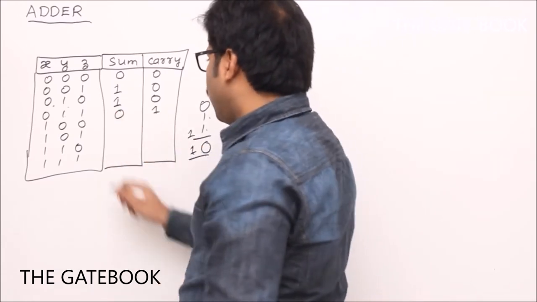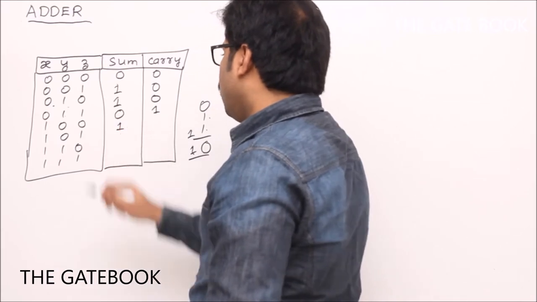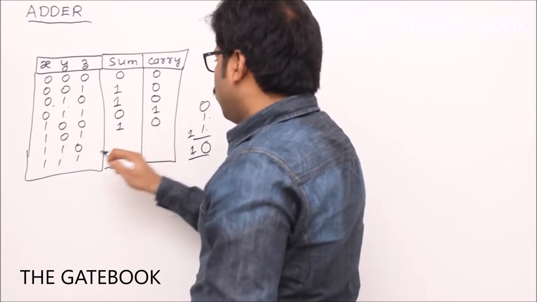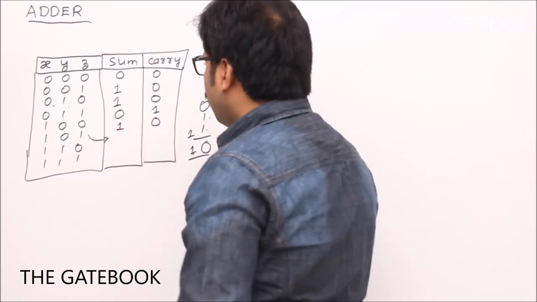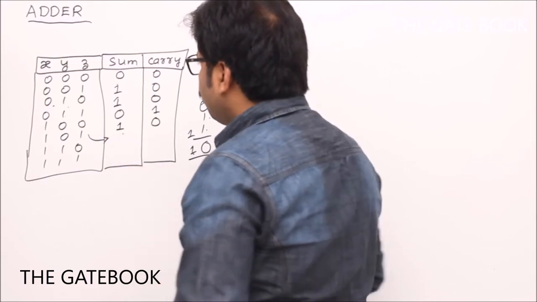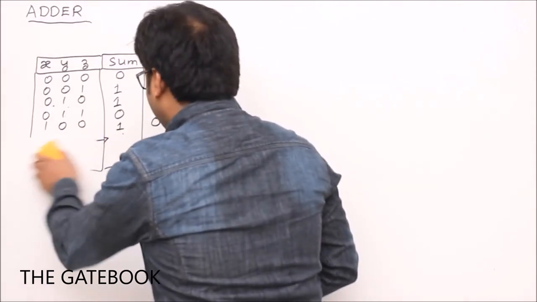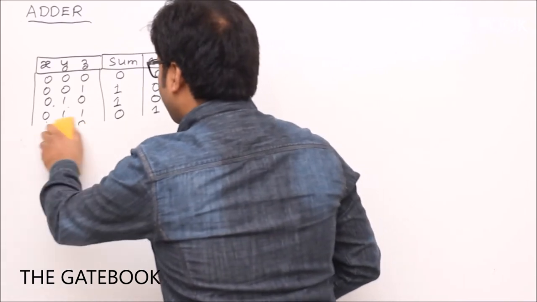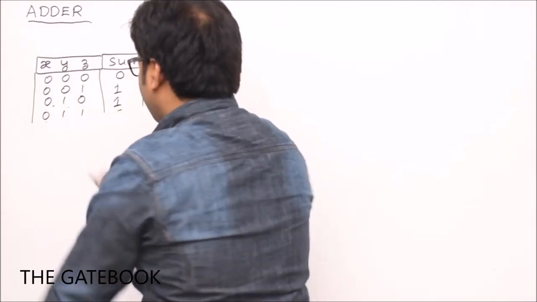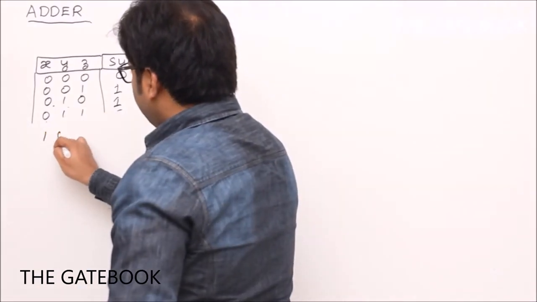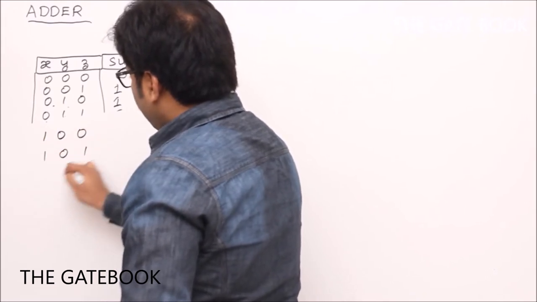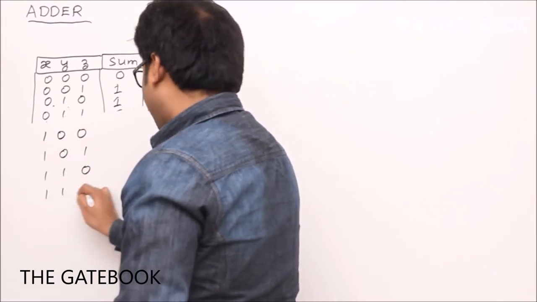Let me fill all these values. 1 plus 0 plus 0, 1, and carry will be 0. Now we are here. 1, 0, 1, sum is 0. Let me write. 0, 1, 1, and 1, 0, 0, 1, 0, 1, 1, 1, 0, 1, 1, 1.